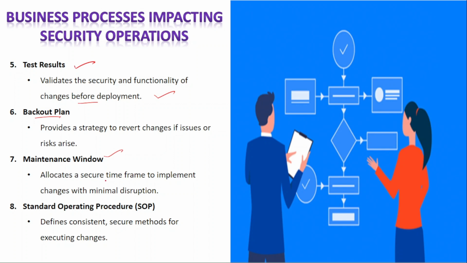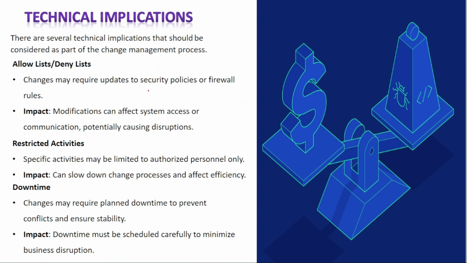Maintenance windows allocate a secure time frame to implement changes with minimal disruption. So it is important that the changes are implemented during the maintenance window so that minimum disruption is introduced to the customers or to the business operations. And standard operating procedure, that is SOP, defines consistent, secure methods for executing changes. There must be an SOP to carry out the whole process. So these are some of the business process implications of the change management process.